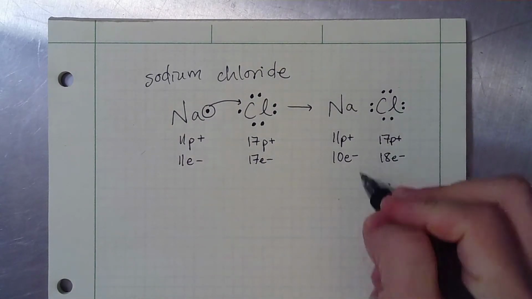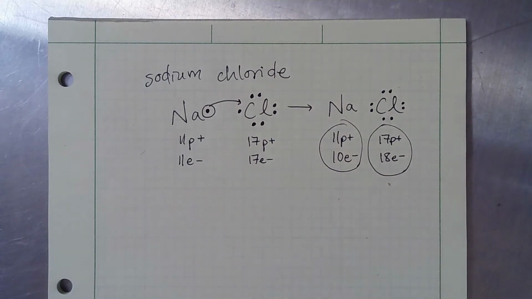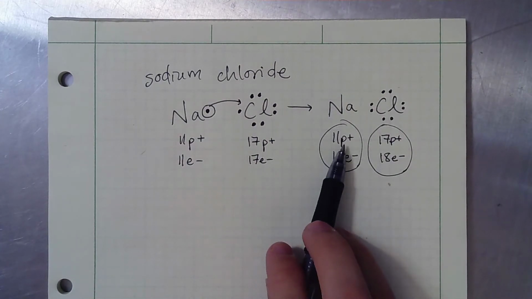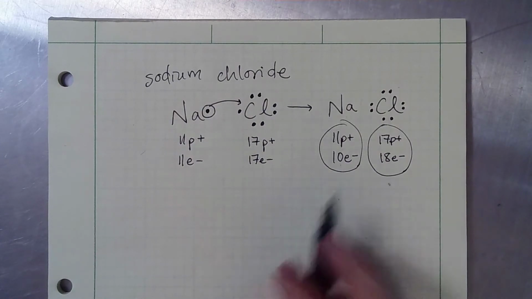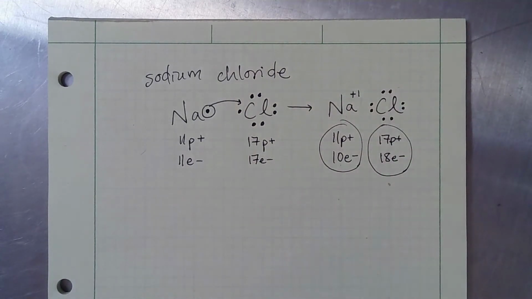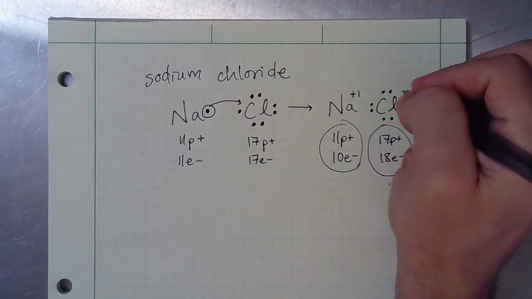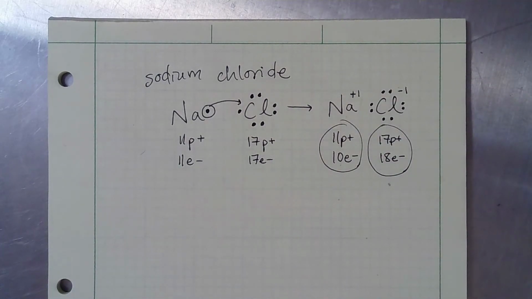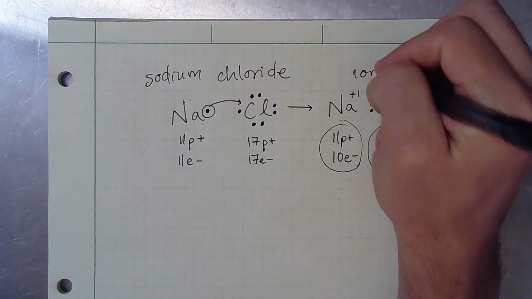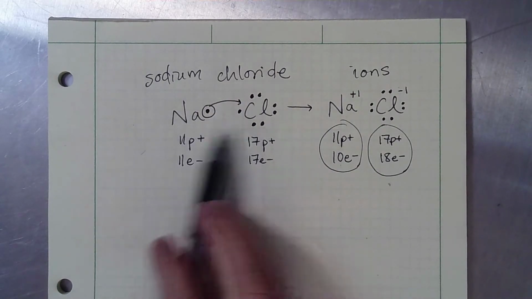Now let's look at the consequence of this. If I look at these two situations here, we've got an issue. Sodium now has one more positive charge than negative charge, meaning that this atom now has a positive charge of 1. It's the opposite case for chlorine. Chlorine has one more negative charge than positive charge. So the chlorine atom now has a negative charge of 1. These are called ions. Ions are charged atoms. They're atoms that have a positive or negative charge. These over here would be neutral atoms.